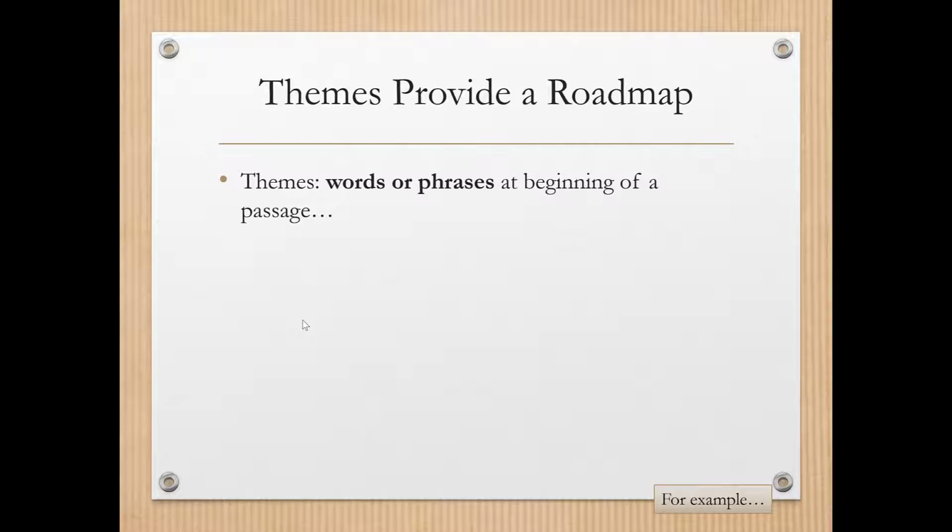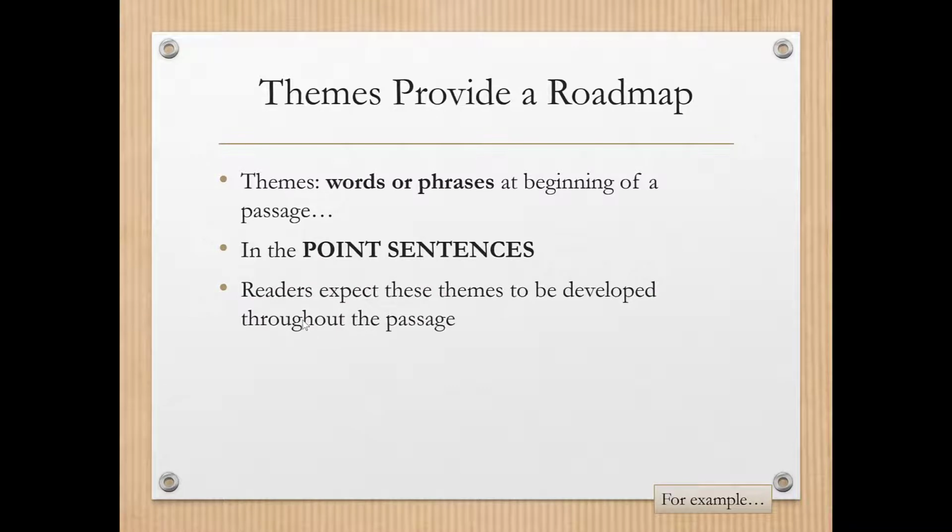So themes are words or phrases at the beginning of a passage. They occur in the point sentences of our paragraphs, and the readers expect these themes to be developed throughout the passage. Another idea we're going to talk about is how important it is to repeat these ideas, repeat these concepts. They'll become then thematic strings, a string being something that connects everything together.